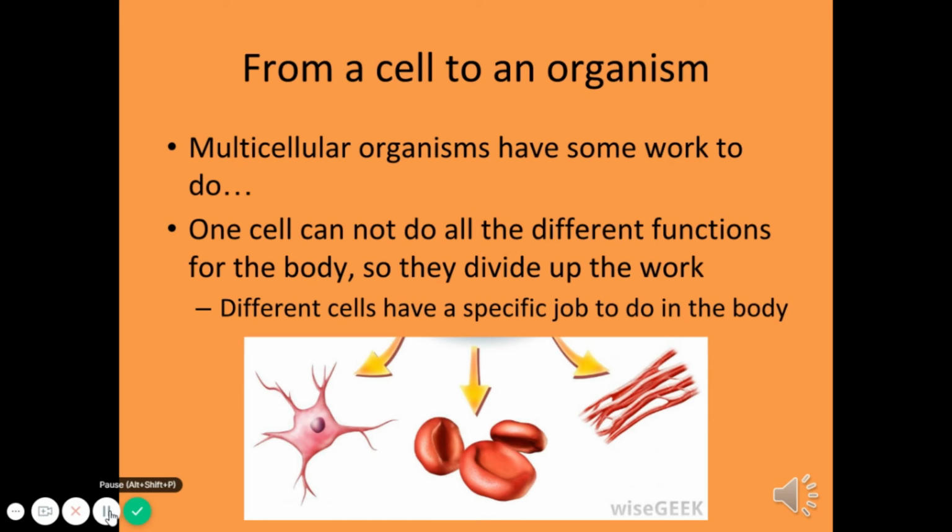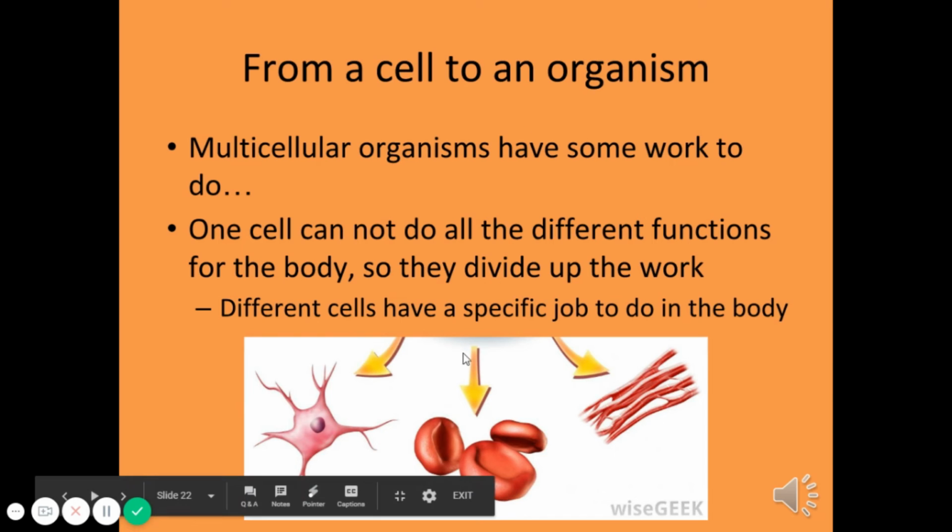Right, from a cell to an organism. Multicellular organisms have some work to do. One cell cannot do all the different functions for the body, so they have to divide up the work that they're doing. So different cells are going to have a specific job to do in the body. And here you can see some examples.